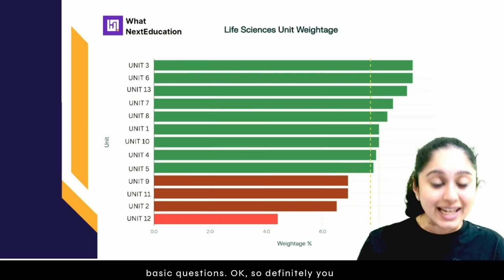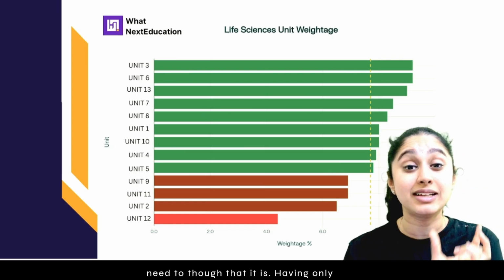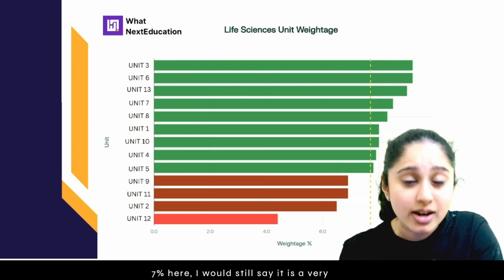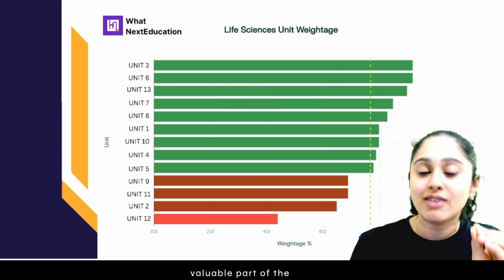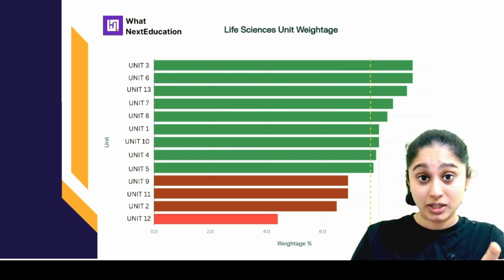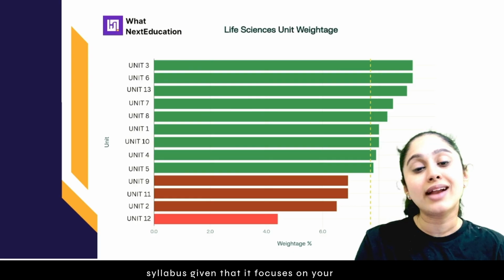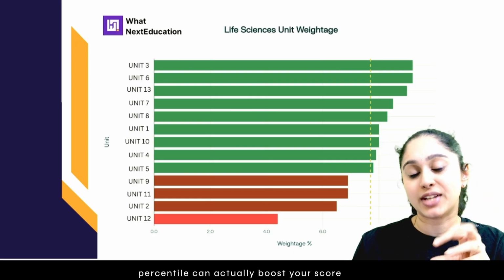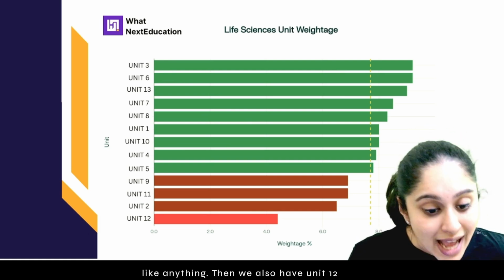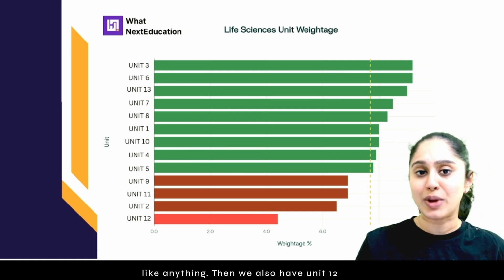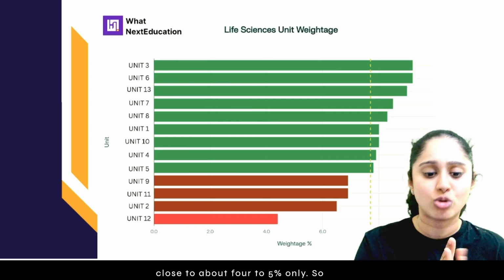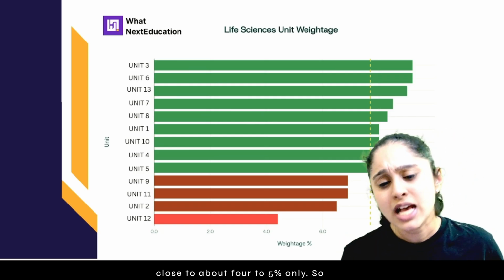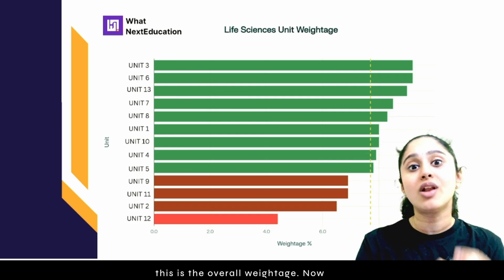Okay, so definitely unit 2, though it is having only 7% here, I would still say it is a very valuable part of the syllabus, given that it focuses on your basics of cell biology, and the 7 percentile can actually boost your score like anything. Then we also have unit 12, which is applied biotechnology, having close to about 4 to 5% only. So this is the overall weightage.